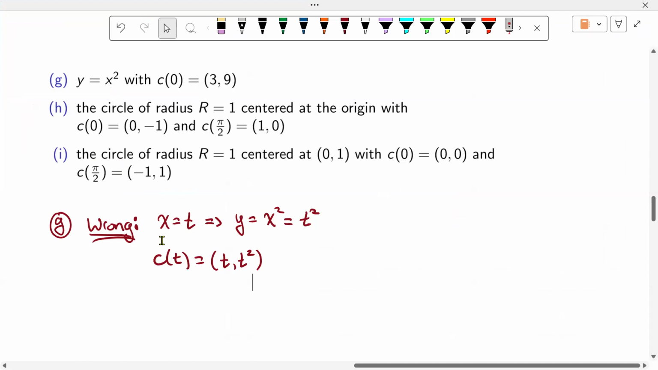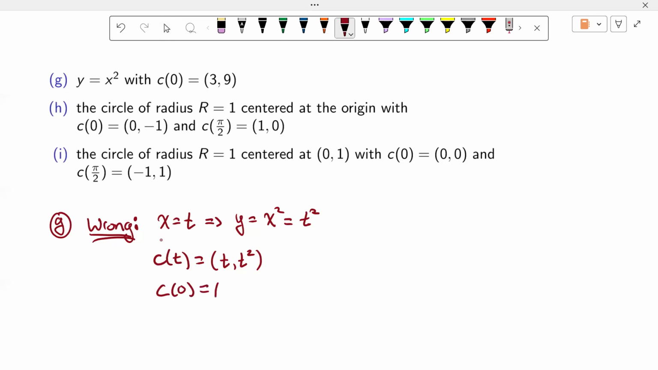Does anyone see why this is wrong? There's something wrong about it. c of 0 is (0, 0). Okay, so this is bad. All right, does anyone have any idea how we could fix that?